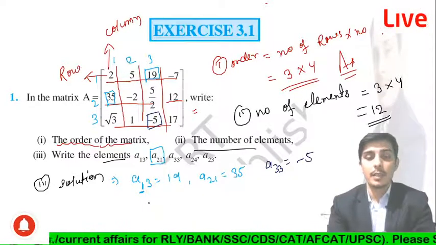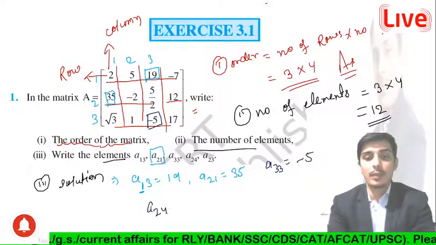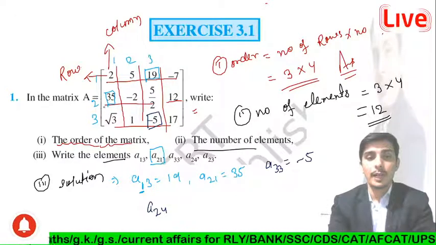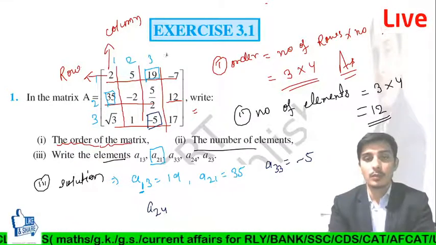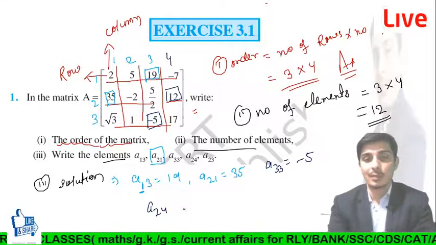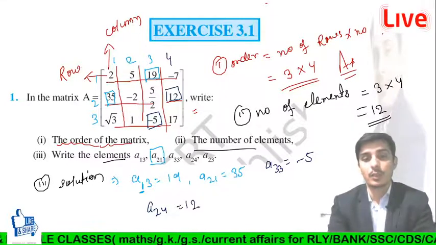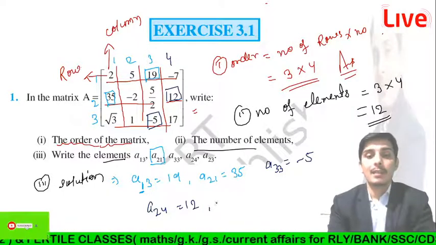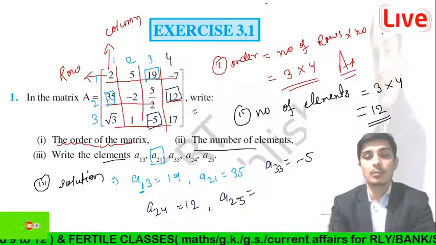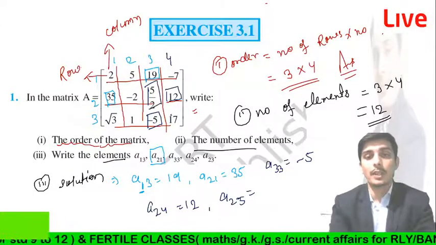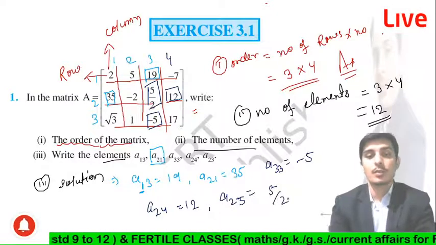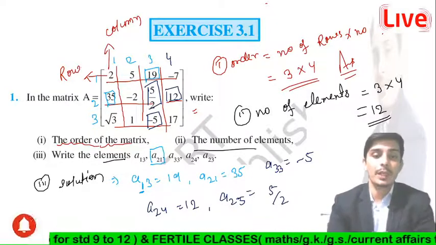And second row, fourth column. So second row and fourth column, because this is the fourth column, so you can say that this is -12, it is +12, guys, okay. And the last is A23, right? Second row, third column, the answer will be what, guys? 55/2.